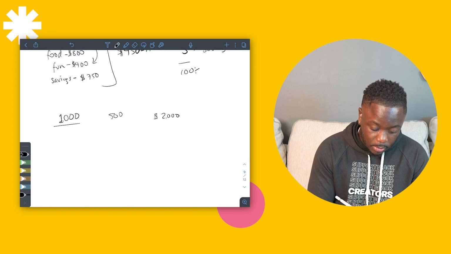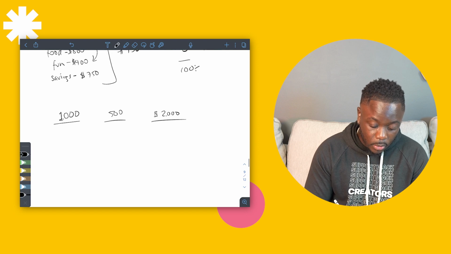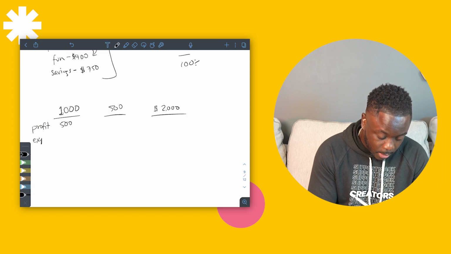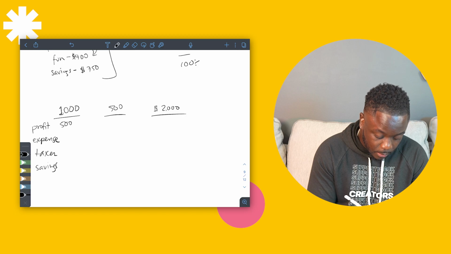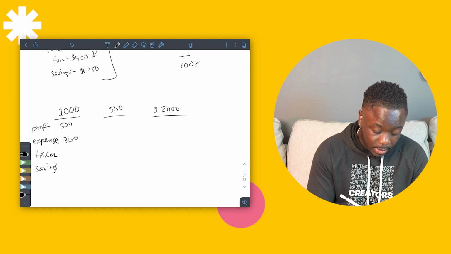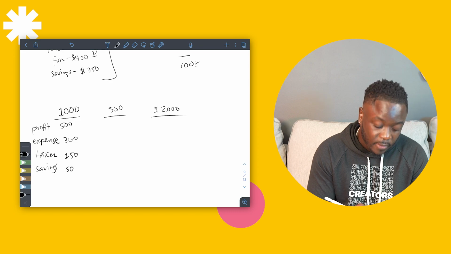With that said, let's look at these. Based on the equation we said above, 50, 30, and so on, out of this project, $500 is going to be profit. So we'll make this the profit column, this the expense column, this the taxes, and then savings. So we got 500 for this, 300 for this, 150 for this, 50 for this.